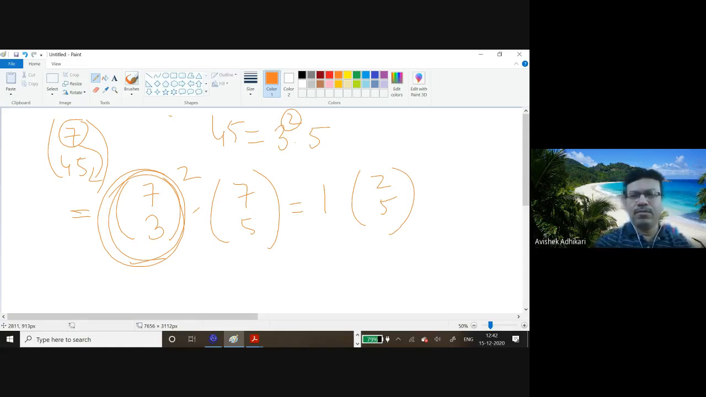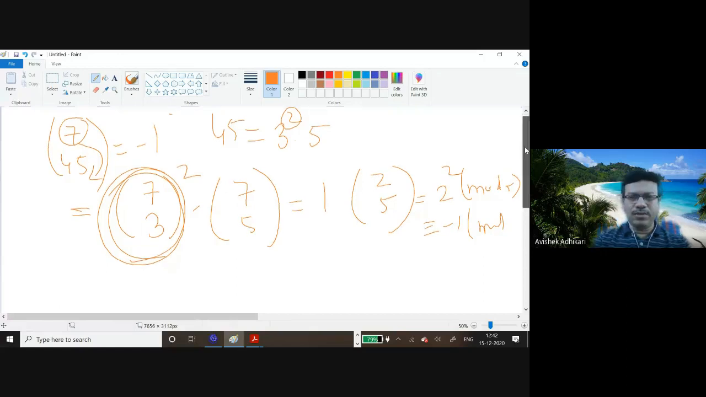And what is this value? Then this is 2 to the power 2 modulo 5, and this is nothing but minus 1 modulo 5. So this value is minus 1. Is the idea clear to all of you? The Jacobi symbol, what is that? Yes, sir. Okay, good. So the Jacobi symbol part is clear.